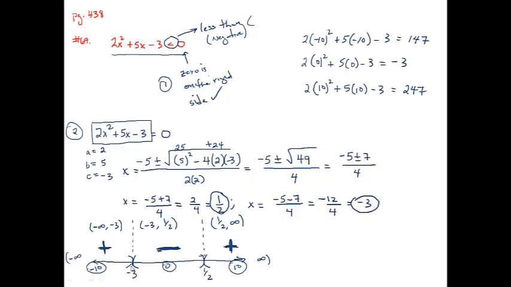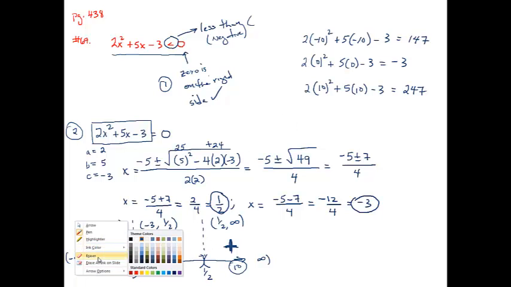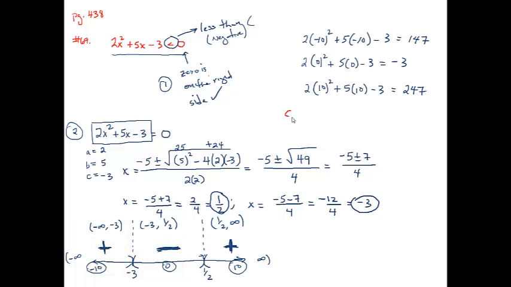So your solution, let's use red, is going to be negative 3 to a half, and that's it. That's the only place where I have negatives. Now let's say I picked another number from the middle, like 1, and I plugged it in. So up here in red, let's do that. 2 times 1 squared plus 5 times 1 minus 3.